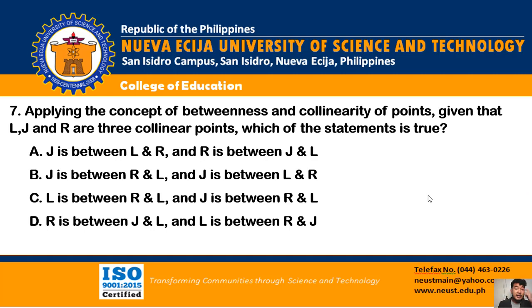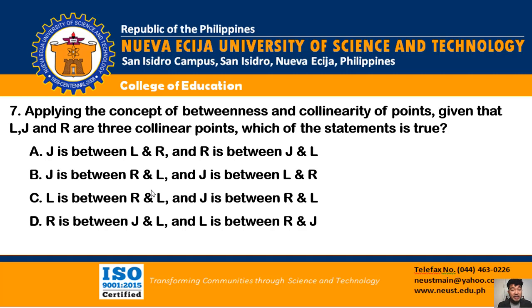Number 7. Applying the concept of betweenness and collinearity of points, given that L, J, and R are 3 collinear points, which of the statements is true? J is between L and R, R is between J and L. That cannot be true because if J is already in between L and R, R cannot be in between J and L already.